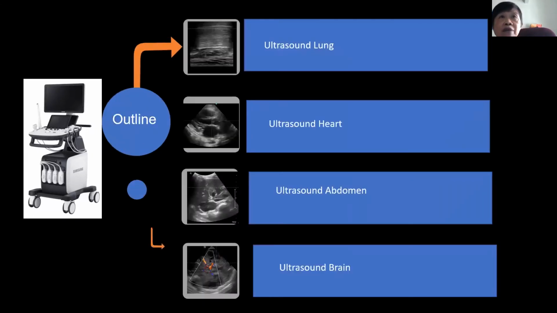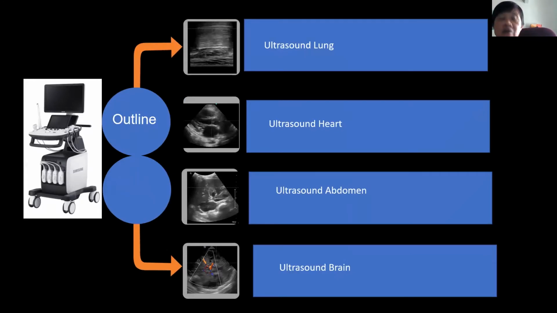The outline of my talk: I will be presenting on the 4 main domains where we can use ultrasound. First, ultrasound of the lung, ultrasound of the heart, ultrasound of the abdomen, and ultrasound of the brain. And I will illustrate with examples of cases that we may encounter in our working clinical life.